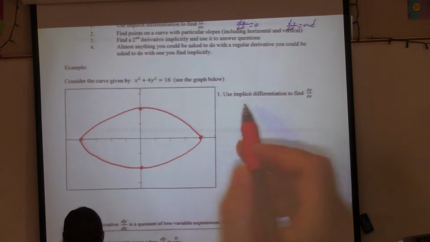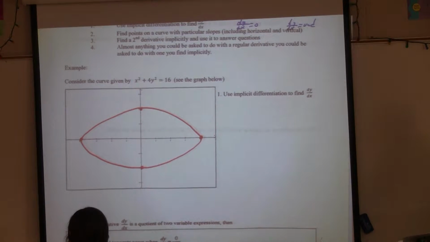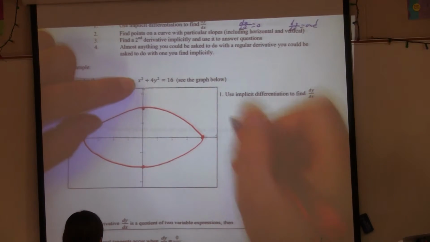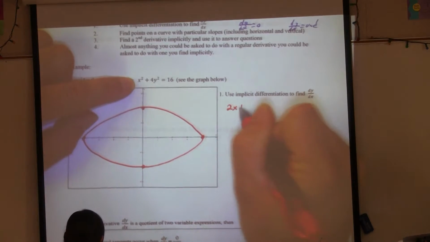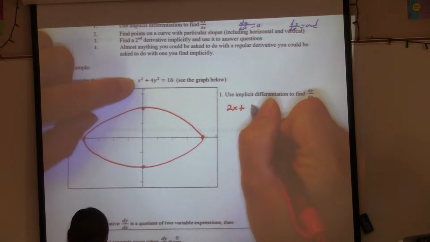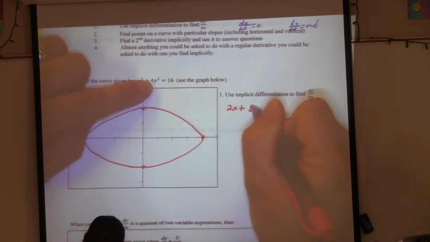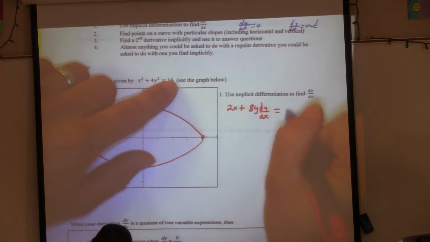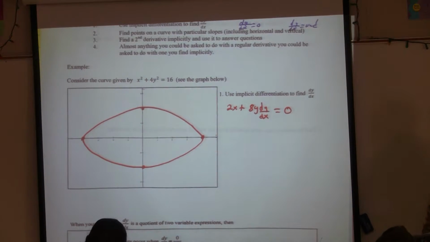So the first part says to use implicit differentiation to find the derivative. So let's do it. What's the derivative of this? 2x plus the derivative of this, 8y dy/dx, equals 0. And now we have to make it dy/dx equals.